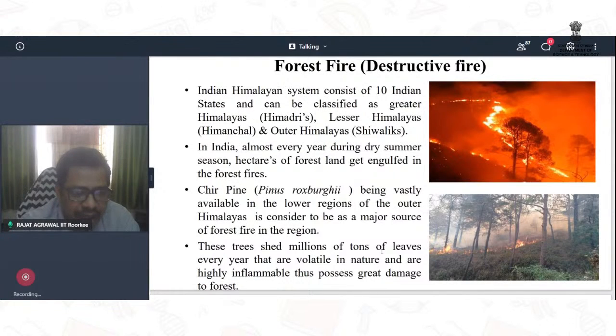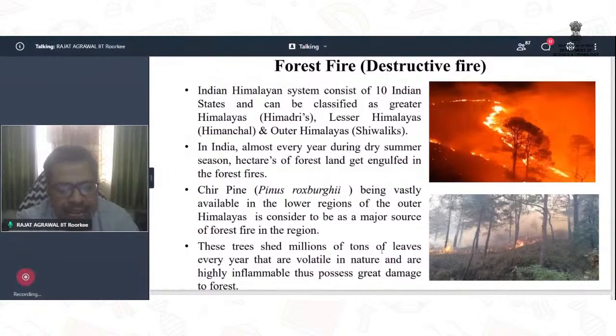pine trees, and the variety available here is known as chirpine, which is available in abundance in the lower region of the outer Himalayas. It is considered a very important source of forest fire because it has a very high oil content, and it is a kind of bomb in the forest. Please, next slide.